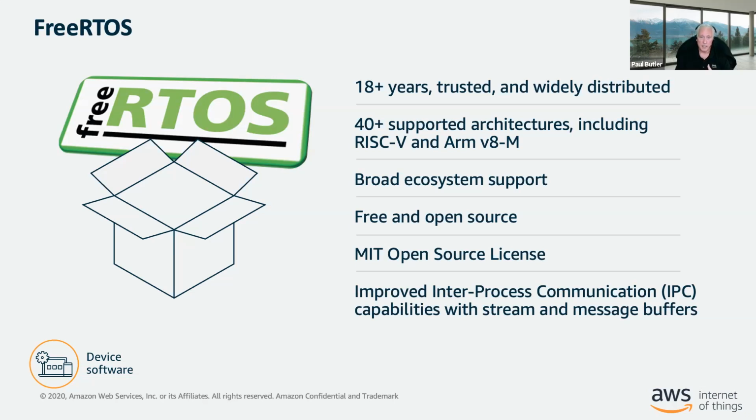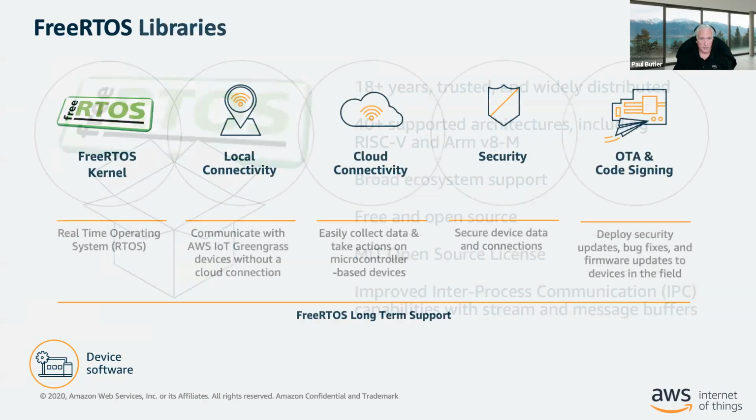Amazon, or AWS, took over stewardship of the project simply because we wanted to continue to support it and add additional libraries to it. It is still an independent project, but we contribute heavily to a lot of the libraries that go into the support of FreeRTOS. It has such large support of different architectures and a lot of ecosystem support, so it's really a stable and mature real-time operating system.